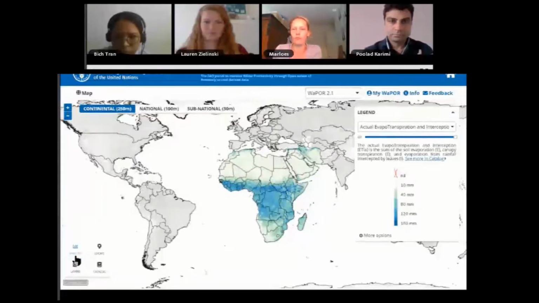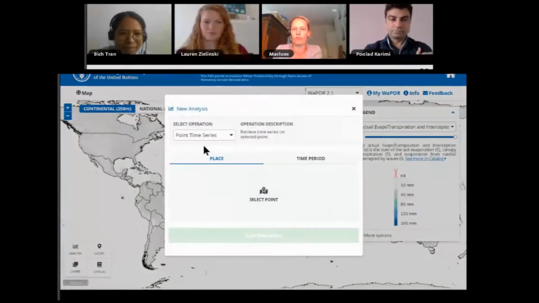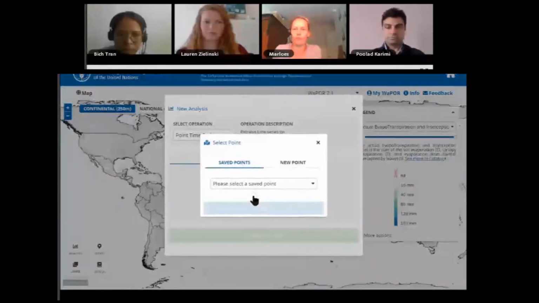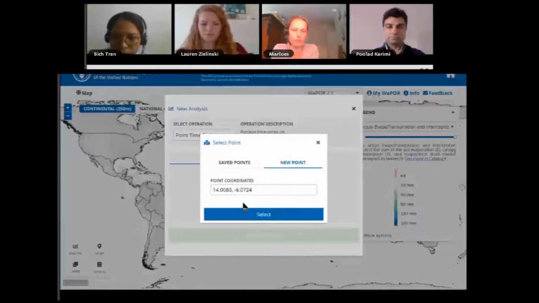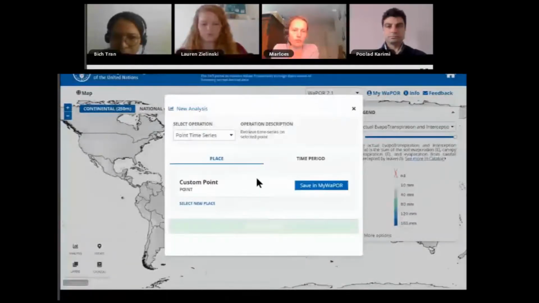After that, we can open the Analysis tool and select Point Time Series. Now, under the Place tab, click on Select Point. You can either select a point that you have saved before or add a new point. Under the New Point tab, you can fill in the latitude and longitude coordinates of the point you want to extract time series data. For example, I have this point, and then click Select.